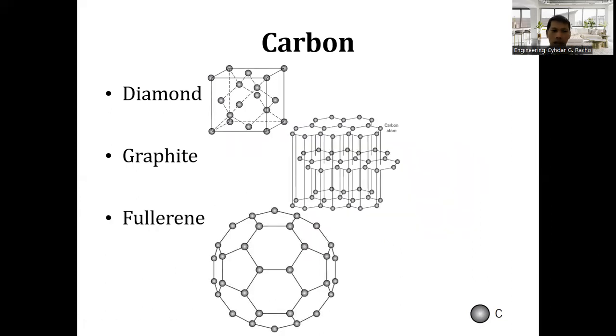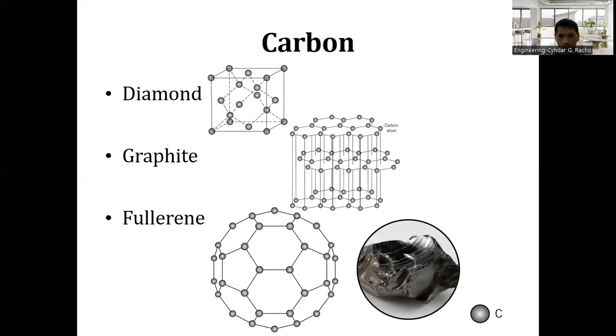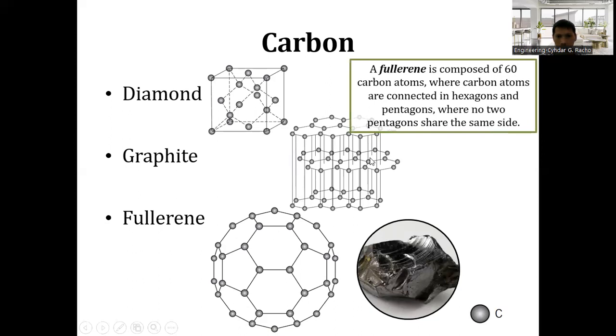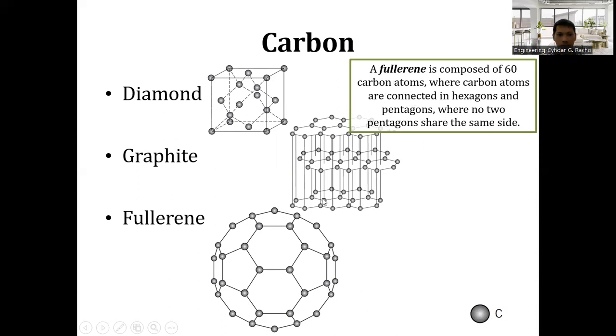Also, there is what we call fullerene, and it has a structure like this. Fullerene is composed of 60 carbon atoms, where carbon atoms are connected in hexagons and pentagons, where no two pentagons share the same side. So this is fullerene.